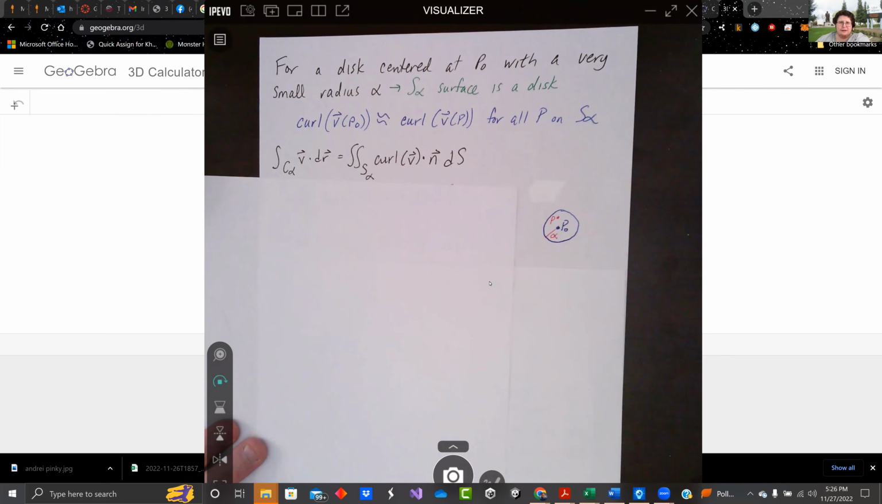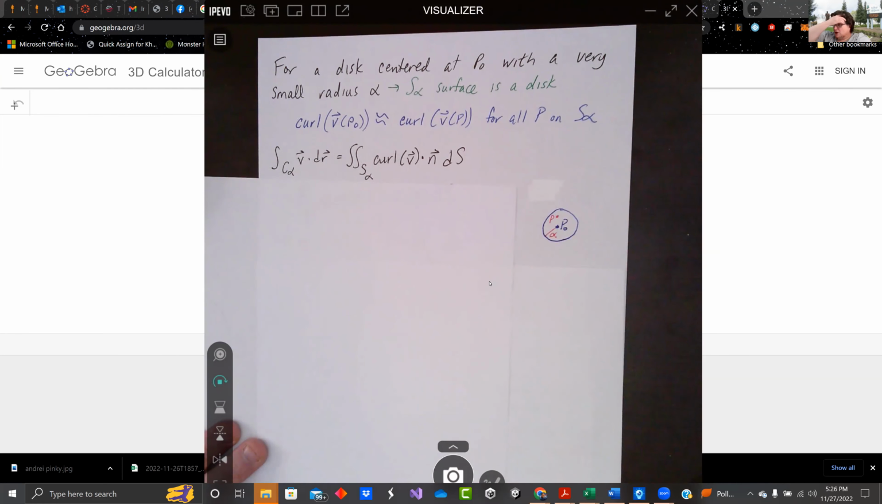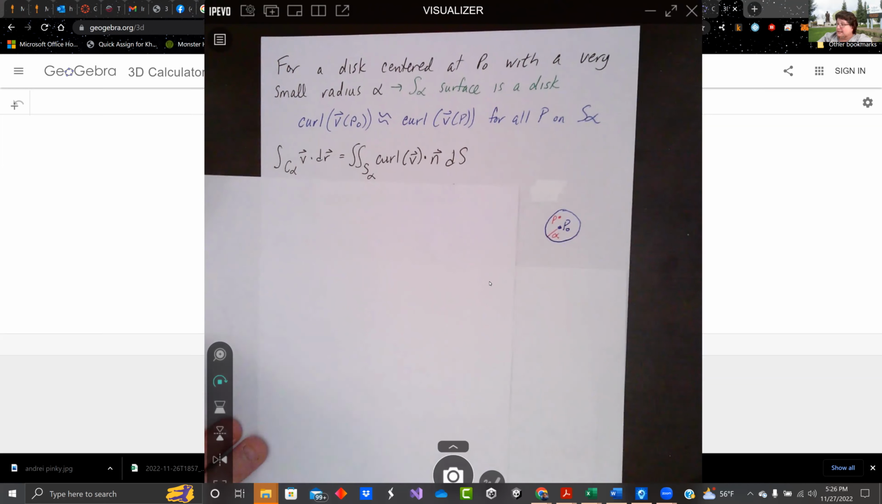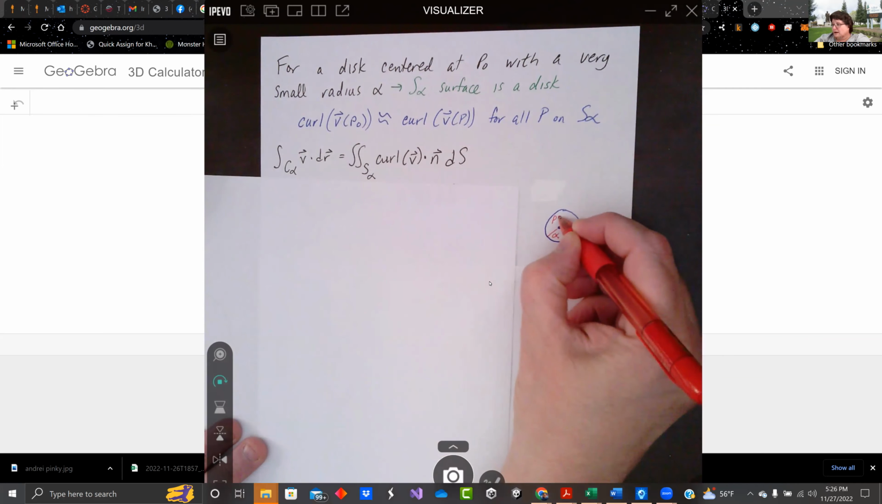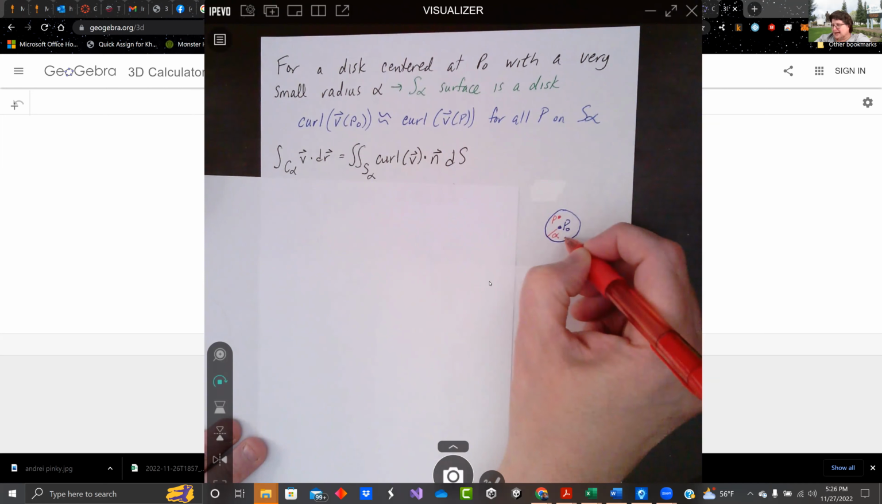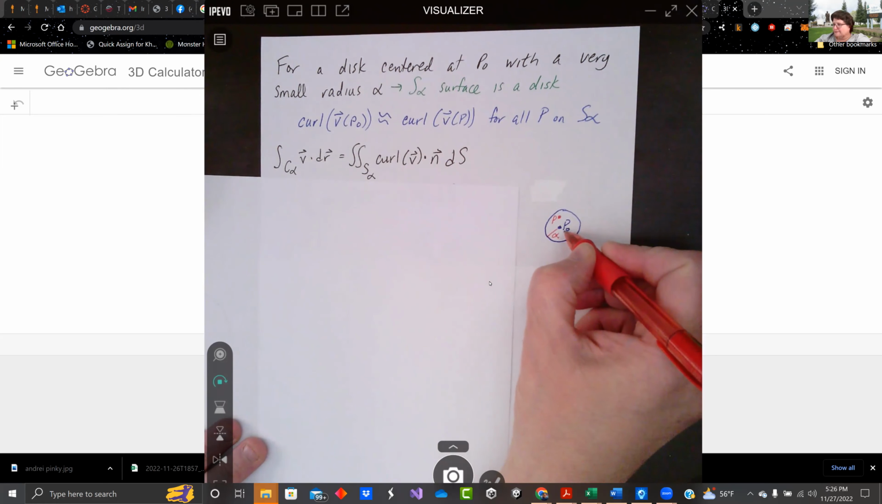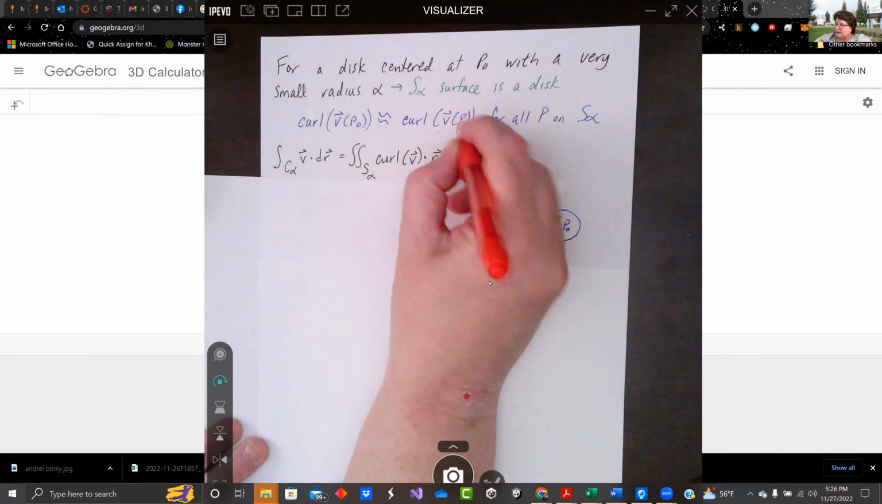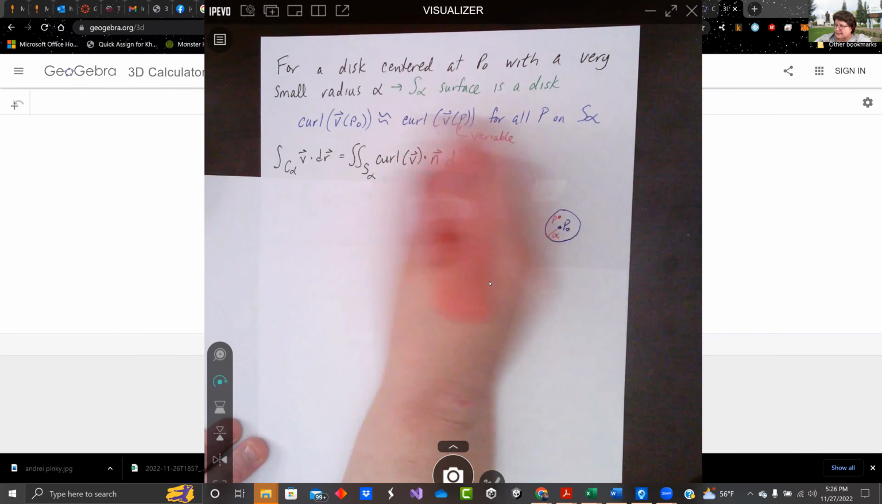Recall the right-hand side of this is going to be the curl of F dotted with N. So F is our vector field V right now. We're going to take a look at a disk centered at P naught with a very small radius alpha. So our surface will be the surface of the disk. And if we do the curl of V at any point P inside the disk, since it's a very small radius, it's not going to be much different than doing the curl of V at a fixed point P naught. These two are approximately the same, where P is a variable here and P naught is a constant here.